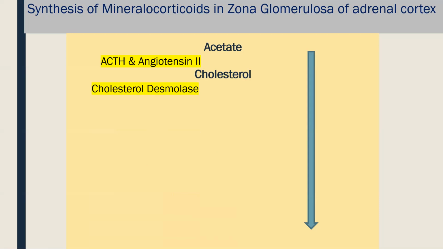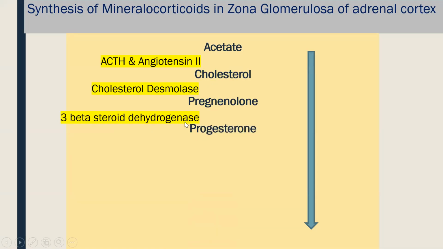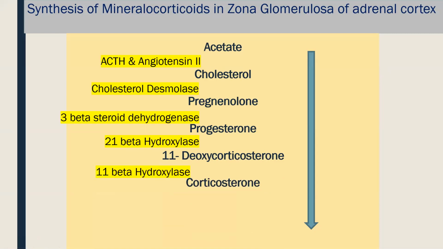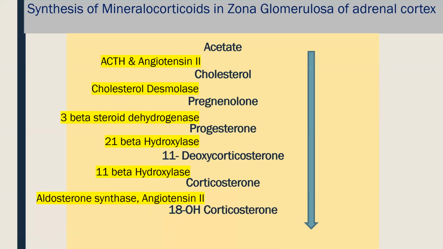Cholesterol, in the presence of the enzyme cholesterol desmolase, is converted to pregnenolone. Remember, this enzyme cholesterol desmolase is present within the mitochondria, and the cholesterol has to reach the mitochondria, and there this enzyme can convert it into pregnenolone. Once pregnenolone is formed, 3-beta steroid dehydrogenase converts it into progesterone. The next step is activated by another enzyme, 21-beta hydroxylase, converting it into 11-deoxycorticosterone. Further, 11-beta hydroxylase converts it into corticosterone. And aldosterone synthase and angiotensin 2 are required in conversion of corticosterone to 18-hydroxycorticosterone and ultimately aldosterone.